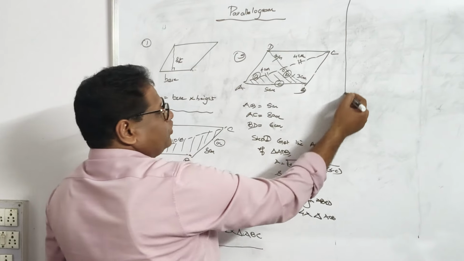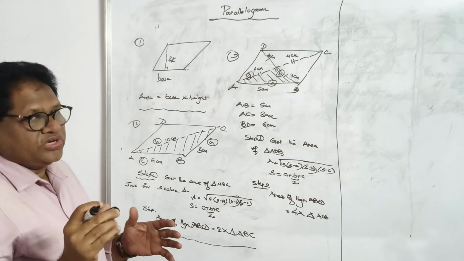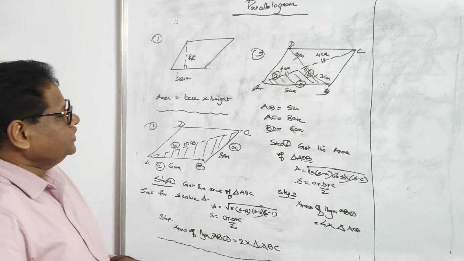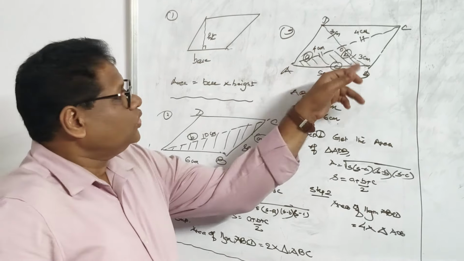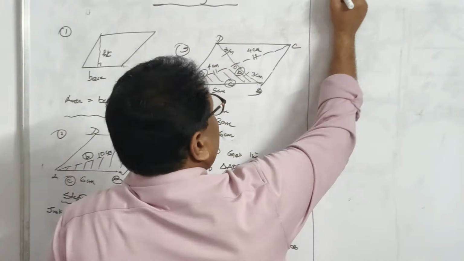So these 3 types of questions are discussed in parallelograms. First, the simplest one, that is when base and height are given. Second, 2 sides and 1 diagonal. Third, 2 diagonals and 1 side. Now we are going to discuss the rhombus.